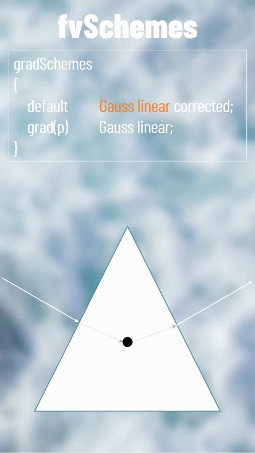The next term that we have, this is linear, uses linear interpolation to estimate the pressure at the faces of the cell from pressure values at the centers of neighboring cells. Linear interpolation assumes pressure changes linearly between cell centers.